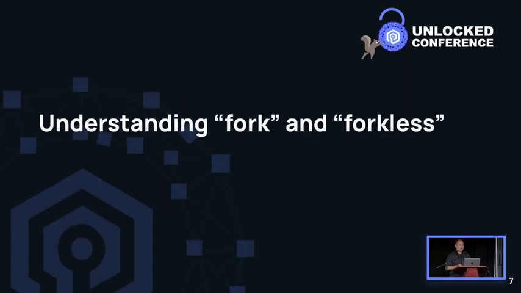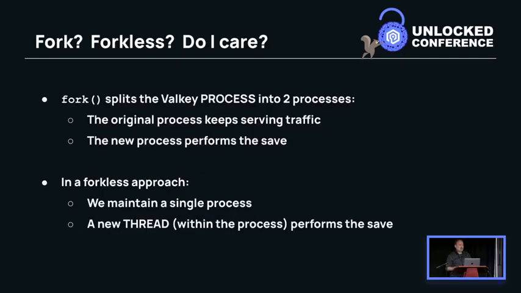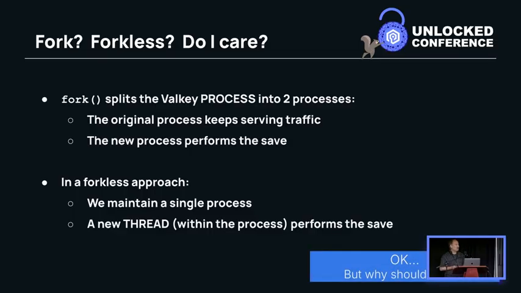Let's talk about that. Fork is an operating system function that splits a process into two identical processes. And we have the original Valkey process, which continues serving traffic and running normally. And then we have this forked process, which just sits around doing the save. In a forkless approach, we do the same thing with one process. We have a new thread in that process, which performs the save. But if you're not a tech geek, at this point, you're probably wondering why that matters and if you care. And you probably should care, and we'll talk about it now.